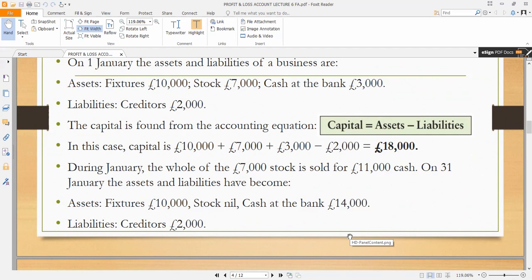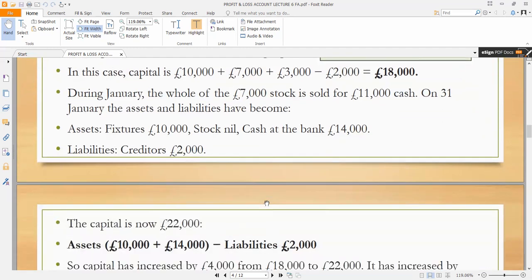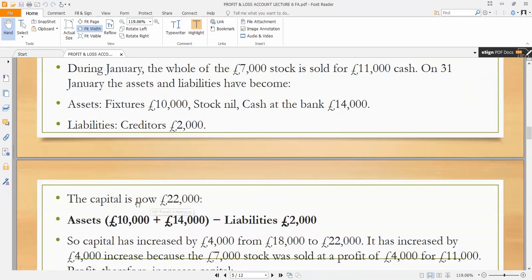Cash at bank now has increased from 3,000 pounds to 14,000 pounds. Now, I hope you are able to see the difference there, meaning that the cash at bank has increased. Creditors remain the same. So the capital is now at 22,000 pounds. 22,000 pounds is our capital.